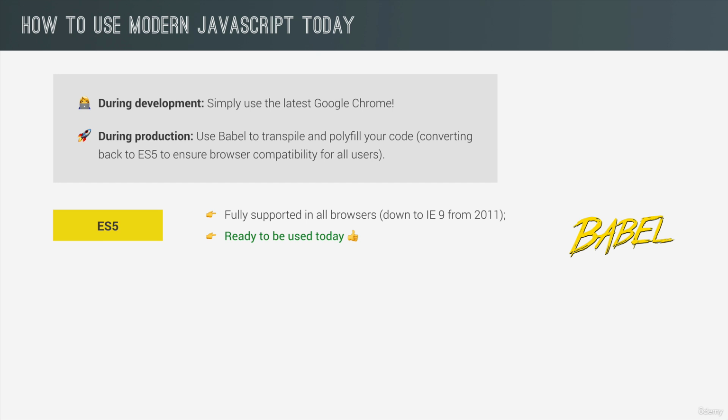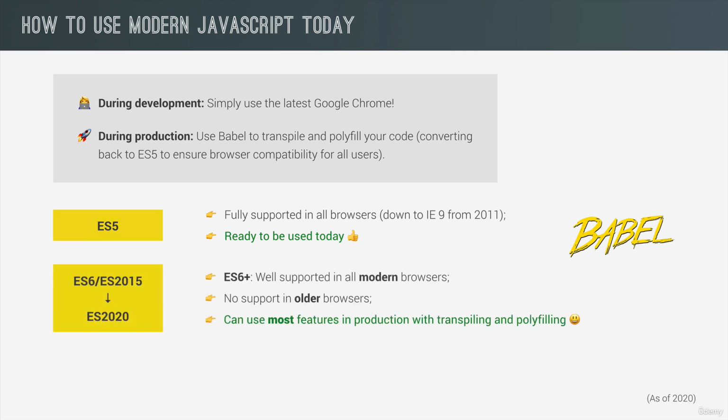Now about the newer releases ES6, ES7 and all the way to ES 2020 as of mid-2020, they are actually quite well supported already in all modern browsers. And we usually call all the current versions together ES6 Plus. So right now that's from ES6 to ES 2020, and basically all together they are the modern JavaScript.